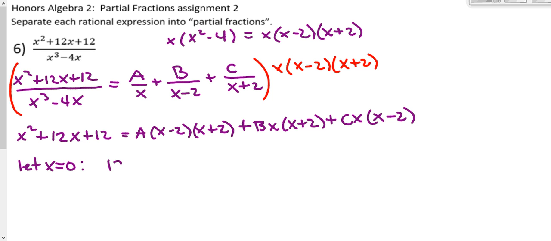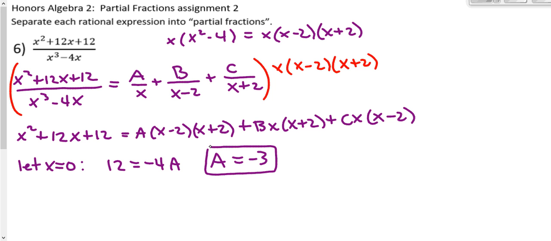And we get 12 equals, we have a times negative 2 times positive 2. So that's going to be negative 4a. And then we have b times 0, c times 0. Okay, so we have 12 equals negative 4a. So now we know that a is negative 3. 1 down, 2 to go.